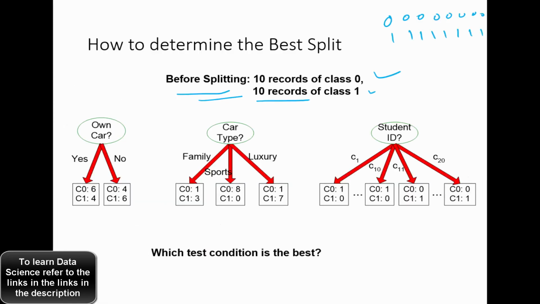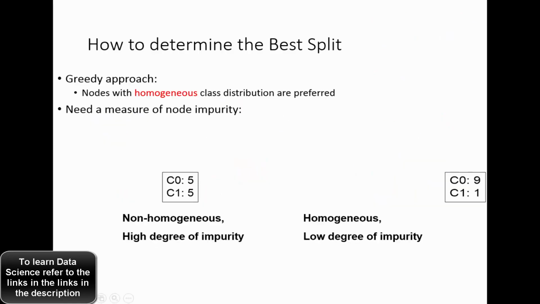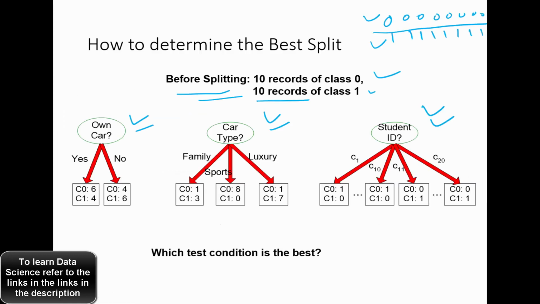And we have also got the attributes associated. One is owning a car, then car type, and then student ID. There are 3 different attributes given for this classification, and all you need to know is whether a record belongs to class 0 or class 1. So given somebody's car ownership, car type, or student ID, we need to know if it is 1 or 0, right? We'll use a decision tree for that. So which test condition is the best? Car ownership, car type, or student ID?